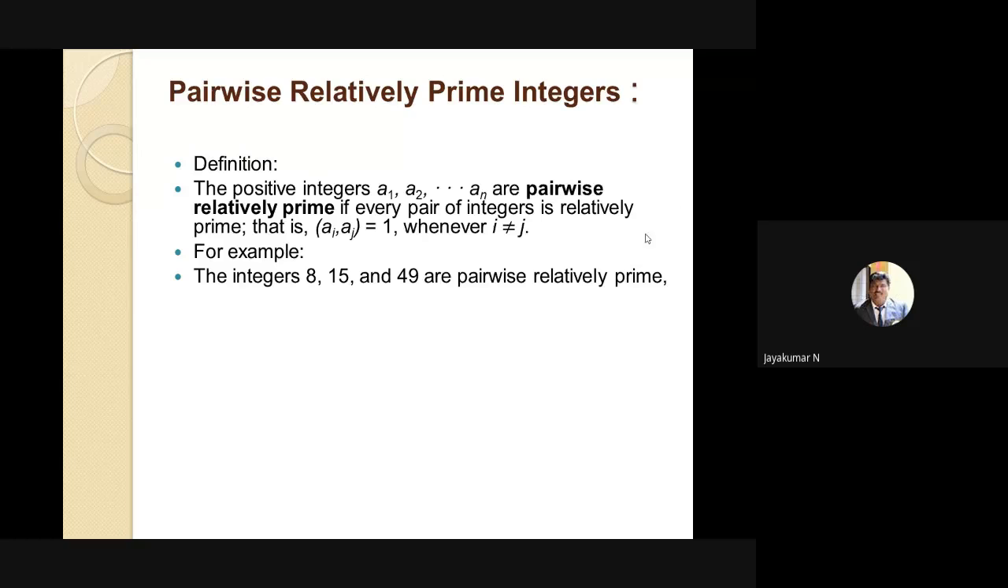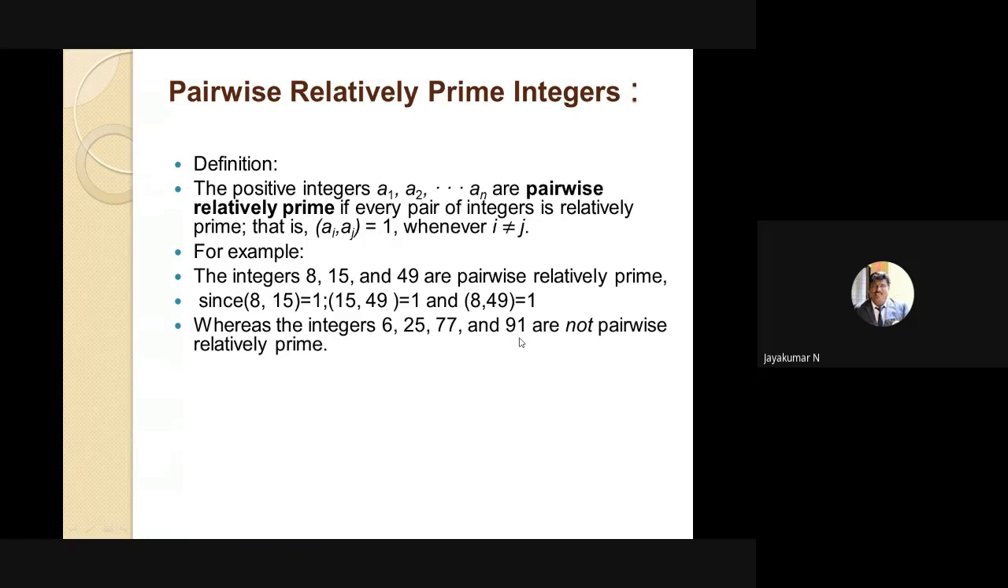The integers 8, 15, 49 are pairwise relatively prime, since the GCD of 8 and 15 is 1, the GCD of 15 and 49 is 1, and the GCD of 8 and 49 is 1. From 3 numbers, I have 3 possible ways of choosing 2 elements: 8 and 15, 8 and 49, 15 and 49. In all the combinations the GCD is 1. Then we say that 8, 15, 49 are pairwise relatively prime.